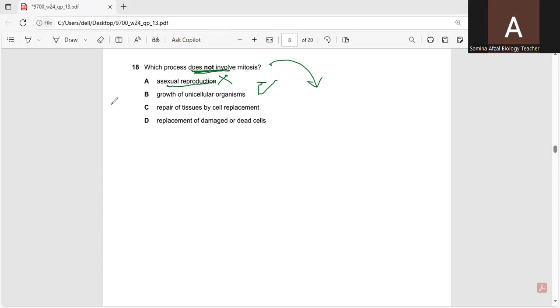Repair of tissues by cell replacement. This is essentially the same concept as repair of tissues, in which damaged tissues are replaced, and both involve the same concept. The body constantly replaces old, damaged or dead cells through mitotic division, so it does involve mitosis in both cases. So only B is the option which does not involve mitosis. So B is the correct option in this case.